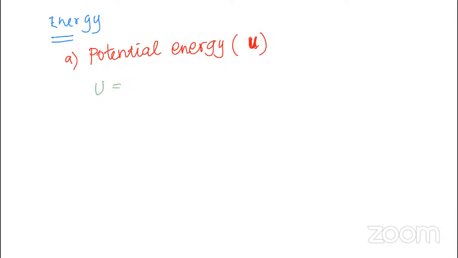So the total energy is calculated by adding potential energy and kinetic energy. So let us know what is the value for potential energy for a satellite. Potential energy is represented by the letter U, capital U. So U is equal to minus of G M m by r plus h.